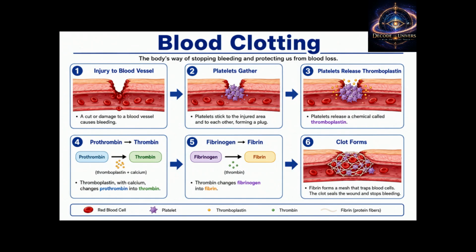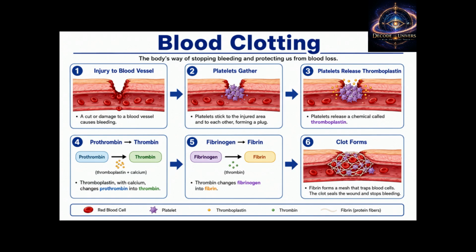10. Coagulation of blood. When we get a cut, blood does not flow continuously because blood forms a clot. Clotting prevents excessive blood loss. Main steps. Injury activates platelets. Platelets release clotting factors. Thrombokinase activates prothrombin. Prothrombin becomes thrombin. Thrombin converts fibrinogen into fibrin. Fibrin forms a network and traps blood cells. A clot is formed. Calcium ions are very important in clotting.